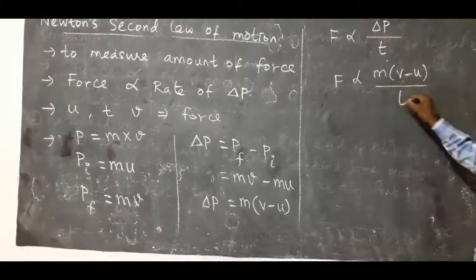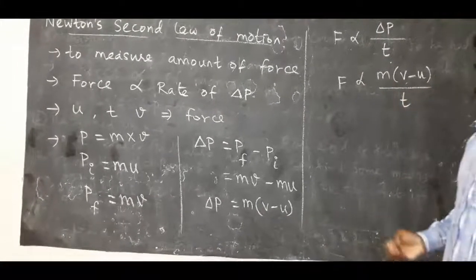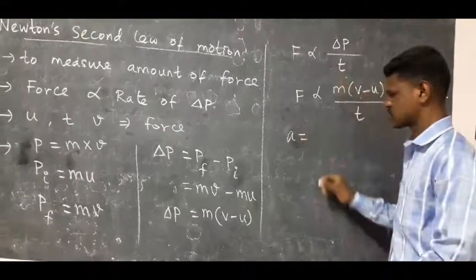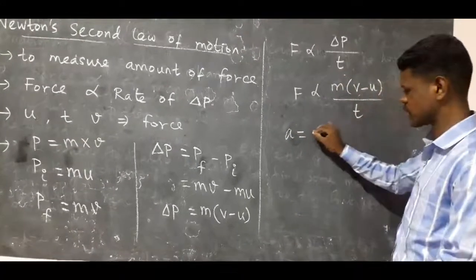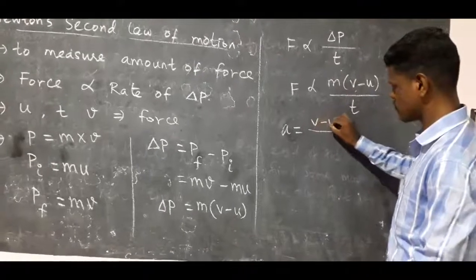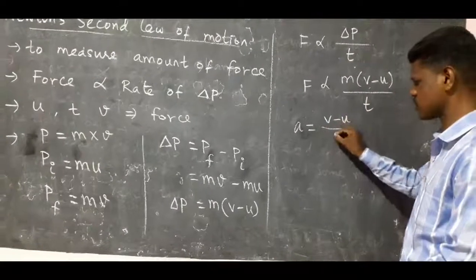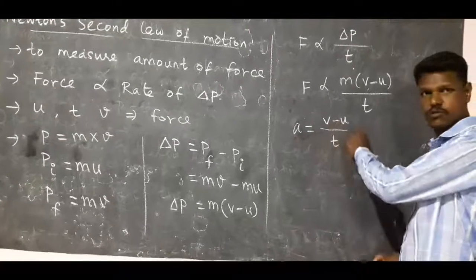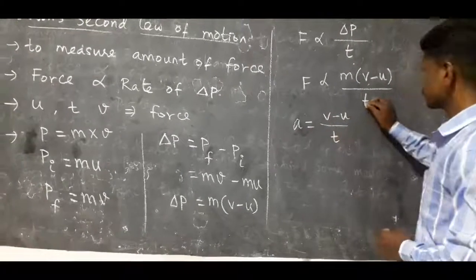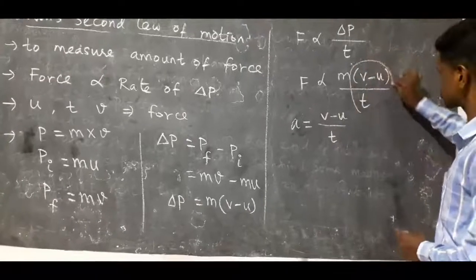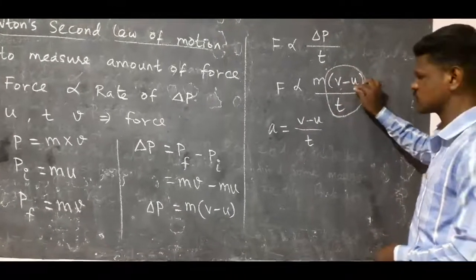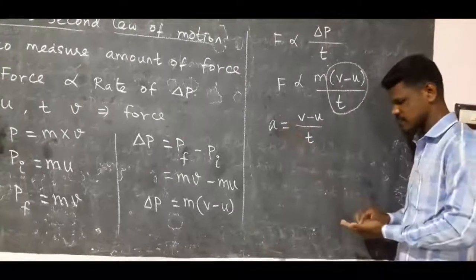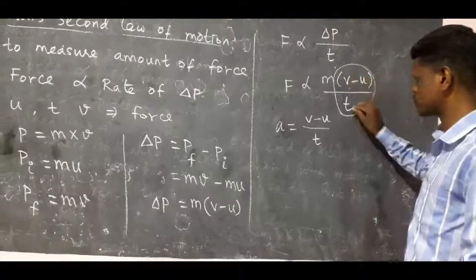Divided by time. Already in 9th we studied acceleration: change in velocity divided by time. Change in velocity is v minus u, final velocity minus initial velocity, divided by time. This is nothing but acceleration, with unit meter per second squared. So in this term, v minus u divided by t, instead of this we substitute acceleration a for v minus u divided by t.